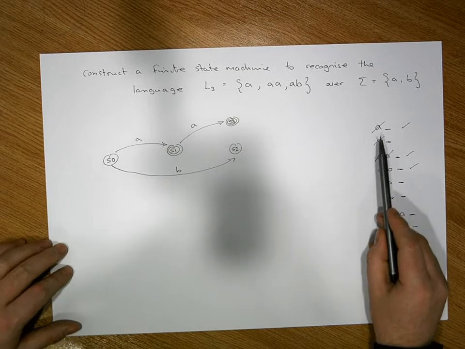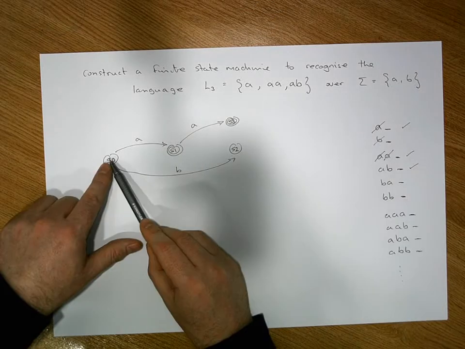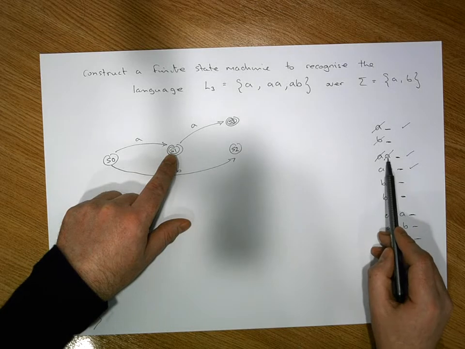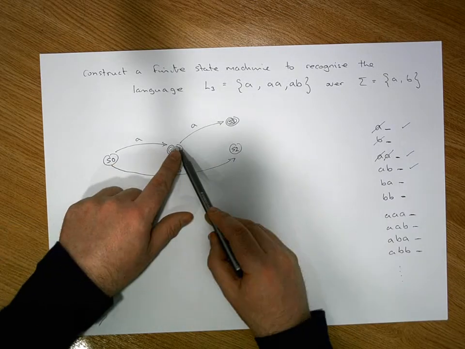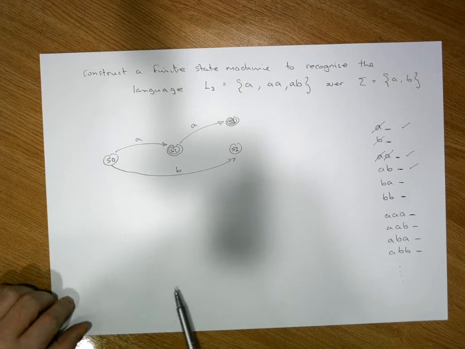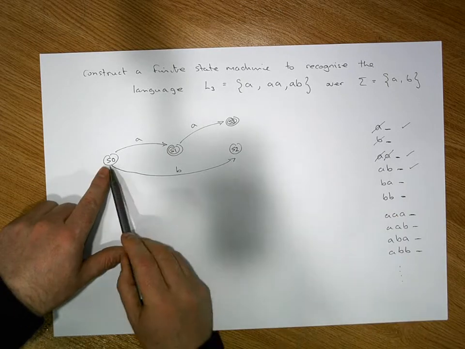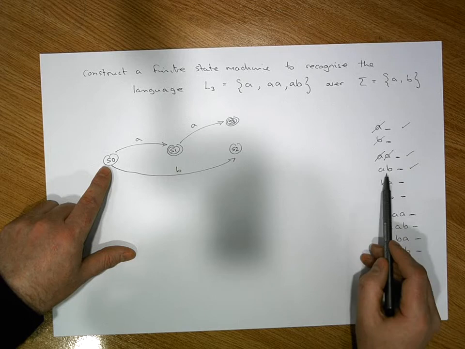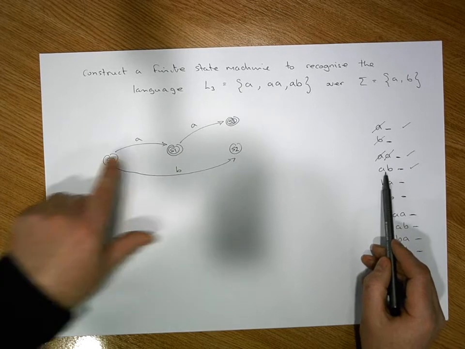Yeah, it recognizes an A because when we consume an A, we're in a final state. It recognizes an AA because when we consume the first A, followed by the second A, we're in a final state. It doesn't recognize a B because when we consume the B, we don't go to a final state. Okay. What about AB? What should it do? It should recognize AB.